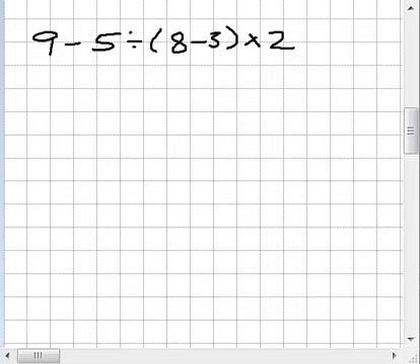9 minus 5 divided by 8 minus 3 times 2. What are your thoughts, folks? 8 minus 3 goes first. Yeah. 8 minus 3, why? Because of parentheses. Yeah. Because of the parentheses, good.